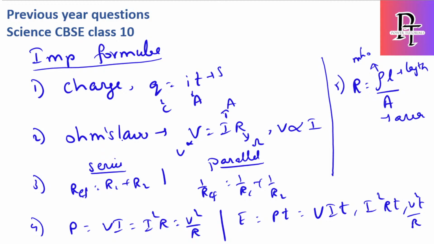Okay, then we have Ohm's law. V is equal to IR, where V is voltage, symbol is V, I in amperes, A, and R in ohms. V is proportional to I. So what is Ohm's law? It means voltage across any conductor is proportional to the current passing through it, where R is the proportionality constant, which is resistance.